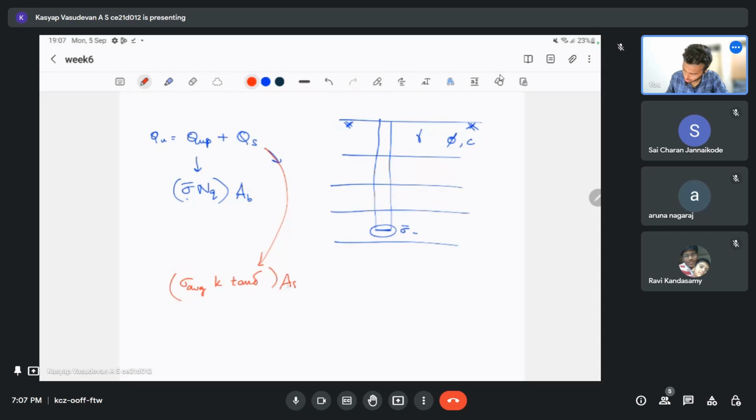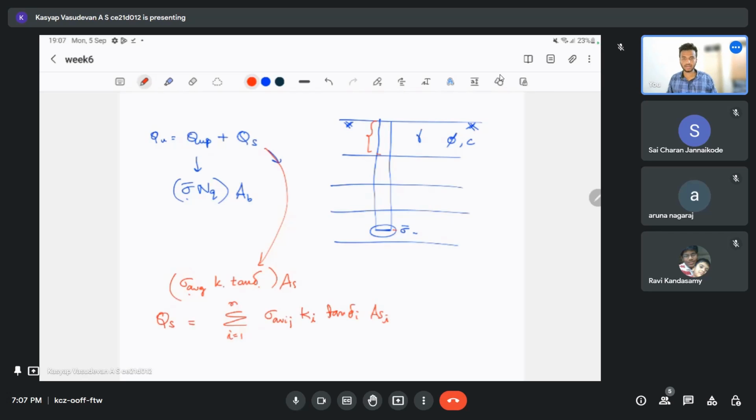into AS, right? So for each layer, first we'll start with this. For each layer, we'll have a different sigma average, a different K, so a different tan delta, because it depends on the phi value. AS also, the curved surface area, will be different. So I can write this as summation of i equal to 1 to n, assuming there are n number of layers, and our sigma average will also be different: sigma average i, Ki, tan delta i. You might have seen this somewhere.